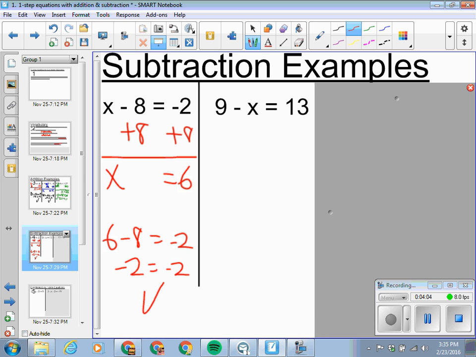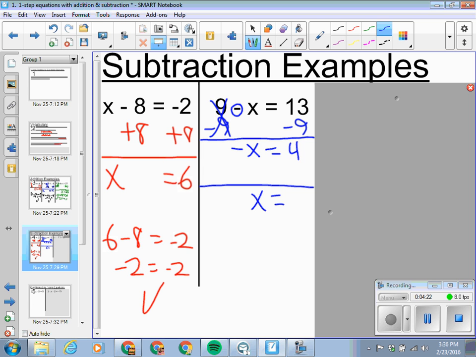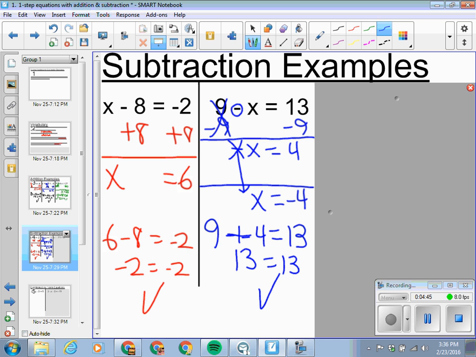A little bit different here. 9 minus x equals 13. We're again trying to work down to where x equals something. We'll subtract 9 from both sides. That's gone. We have this negative x still. So negative x equals 4. Well, we're doing the opposite here. Since we're taking the negative sign off of the x, we have to change the sign of the 4 to make it negative 4. And if we plug in to see what happens, we know that minus a negative equals a positive. 9 plus 4 is 13. It checks out. Again, know your signs, don't eliminate them.